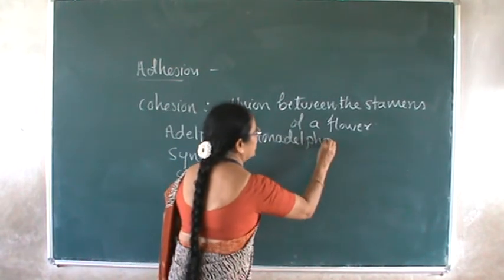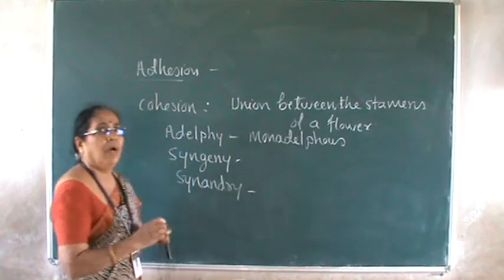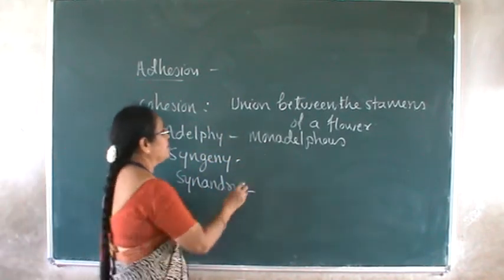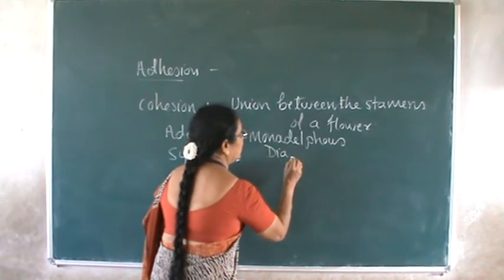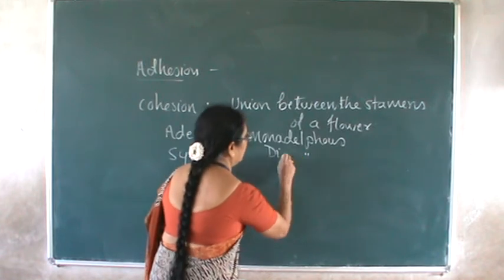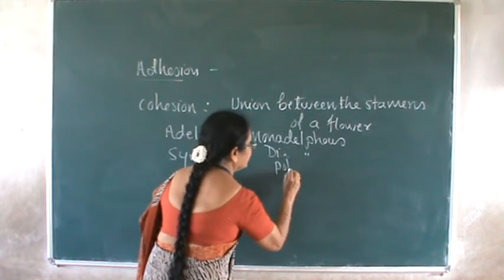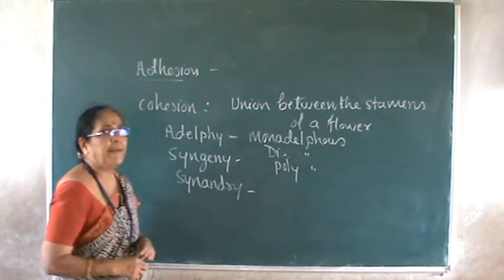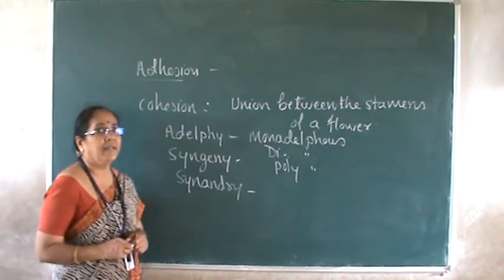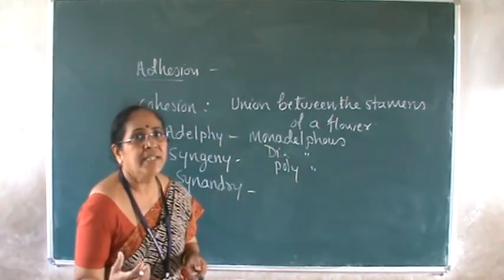I'll give the terminology; refer to my video, and I'll put the link in the description there. Monodelphous, diadelphous and polyadelphous. These are the three types of adelphous condition where the anthers are free and the filaments are fused.